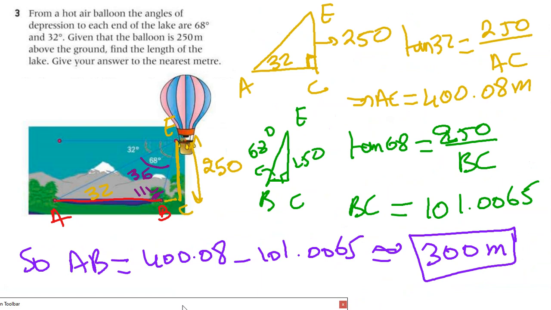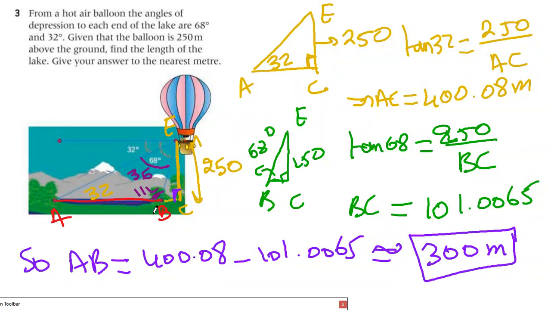Exercise 3. From a hot air balloon, the angle of depression to each end of the lake, so this is the balloon here, the angle from the first end of the lake here I have 32 degrees and the other angle is 68 degrees. Given that the balloon is 250 meters above the ground, when I say above the ground it means its height, it's perpendicular, so the height here EC is 250 meters. Find the length of the lake. I need to find AB here. This is the length of the lake. And I need to give my answer to the nearest meter.